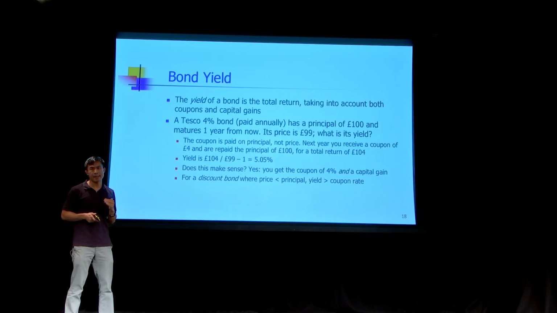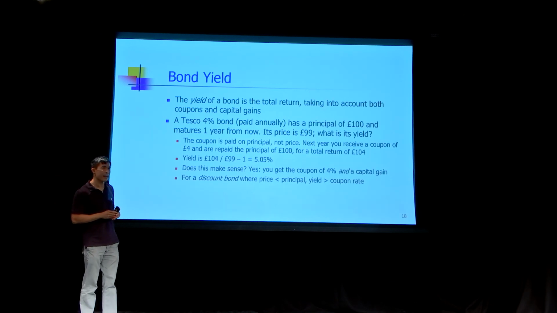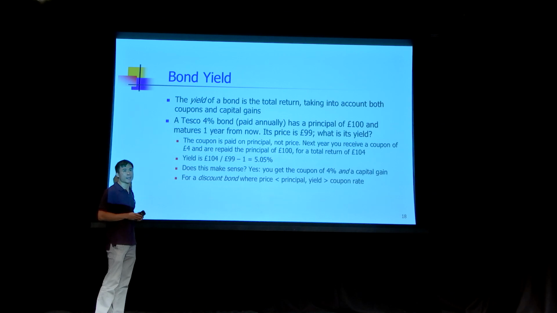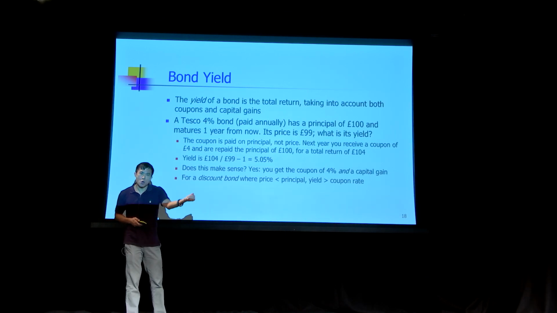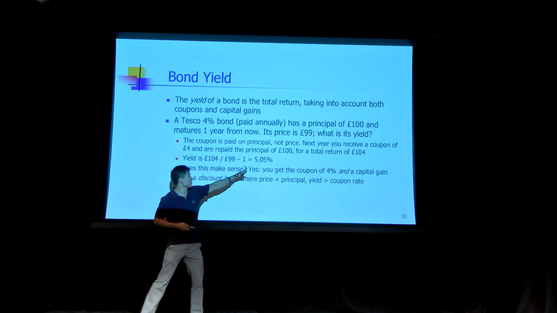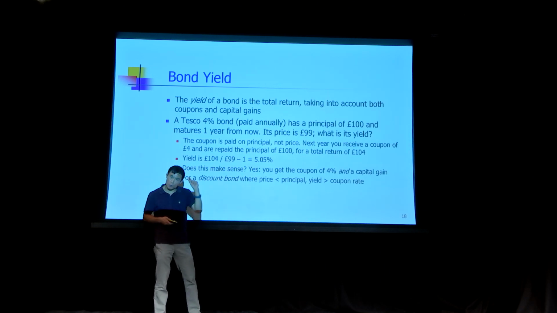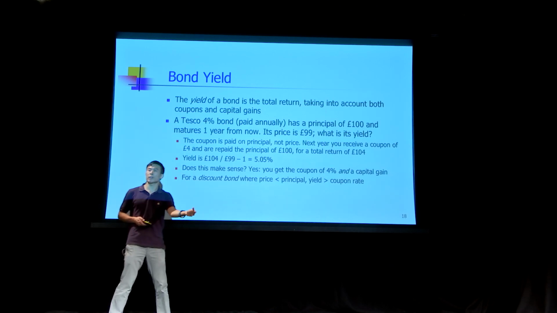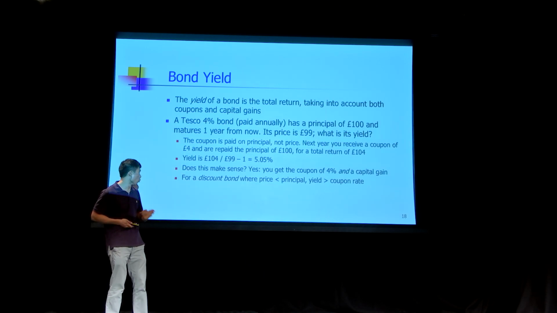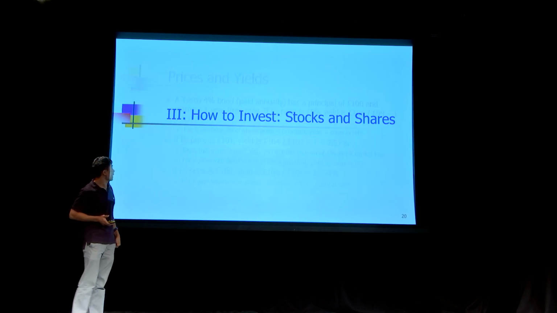Do these things make sense? If we strip back away from the numbers, is what I'm saying making sense? And the answer is yes. The yield, the total return that Claire gets, is 5%. It's more than 4%, because not only has she got the interest of 4%, she has also got the capital gain. Okay, so that's my final section on bonds.